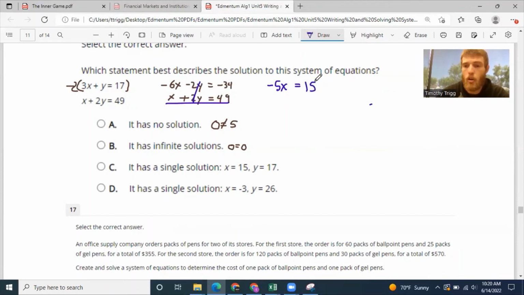Okay. Go ahead and finish solving for x here. Well, we could say this is not right and this is not right because we're actually getting an answer for x. So we know it actually has a solution, a single solution. Okay.